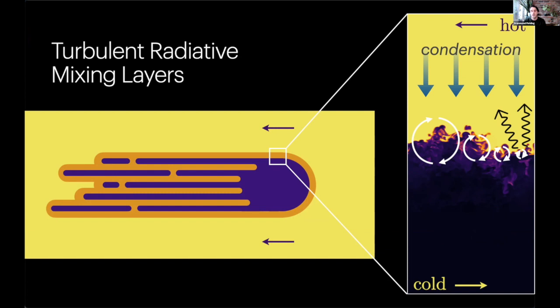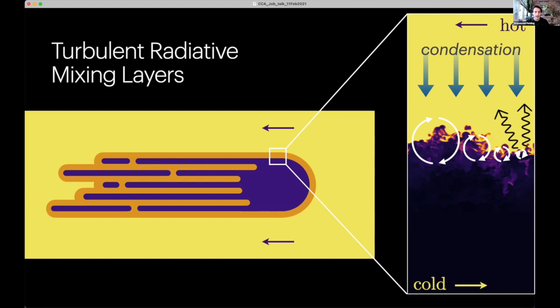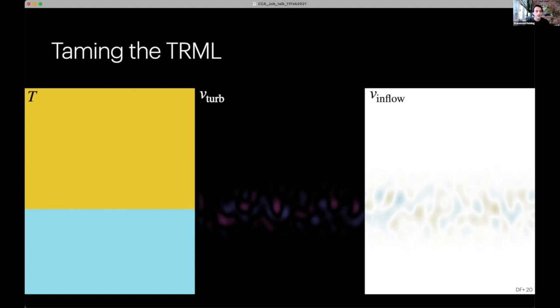And so we can see this in practice here, looking at one of my simulations from a paper we put out last year. This is going to be a visualization on the left of temperature, where hot is on top, cold is on the bottom. The middle is the turbulent velocity, and the right-hand side is the inflow velocity, where blue means a flow from the hot phase into the cold phase.